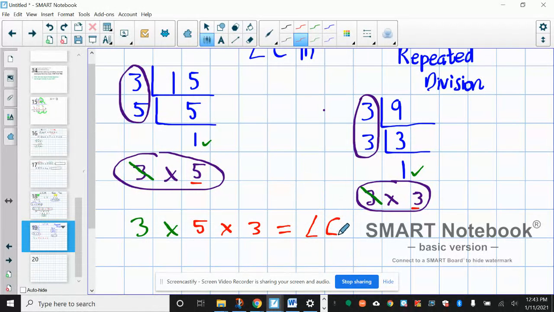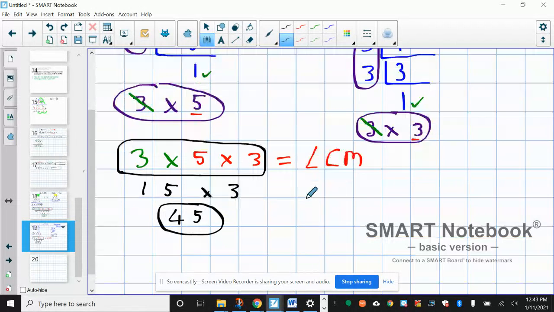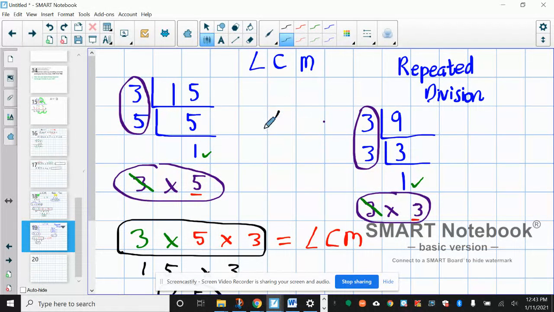Now, when we go ahead and multiply these numbers, we should be able to identify the lowest common multiple for the numbers 15 and 9. I'll go ahead and do that in steps. I'll do 3 times 5 to give me 15. And then I'll lastly multiply that by 3. 3 times 15 gives me 45. So what we should have identified using the repeated division method is that 45 is indeed the lowest common multiple for the numbers 15 and 9.